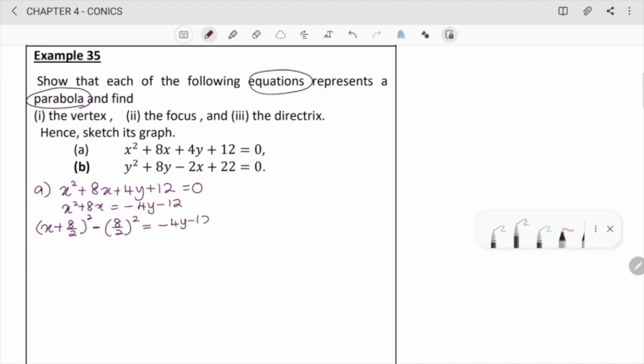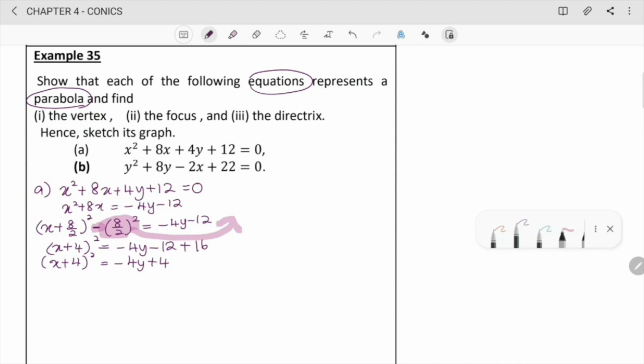Just copy the right side again, and then you simplify. You will get x plus 4 squared, and this whole thing you are going to move to the right side. So you will have negative 4y, negative 12. After you simplify, 8 over 2 is 4, 4 squared is 16. So minus here will become plus. Then simplify it again, and you will have negative 4y plus 4.